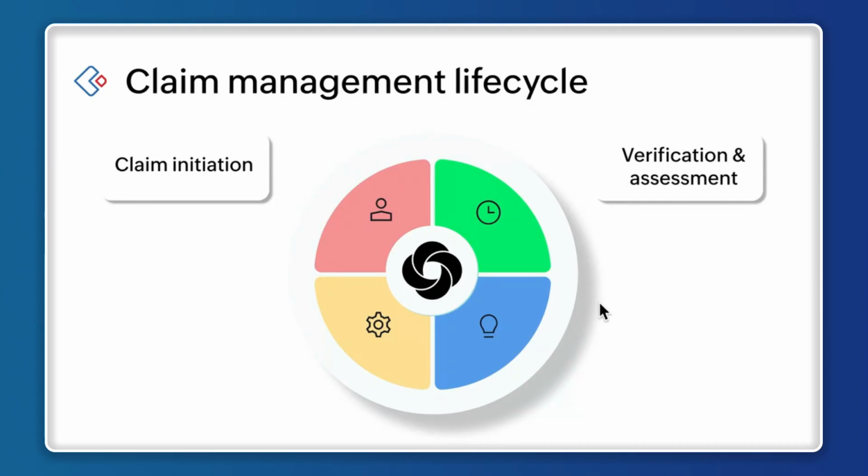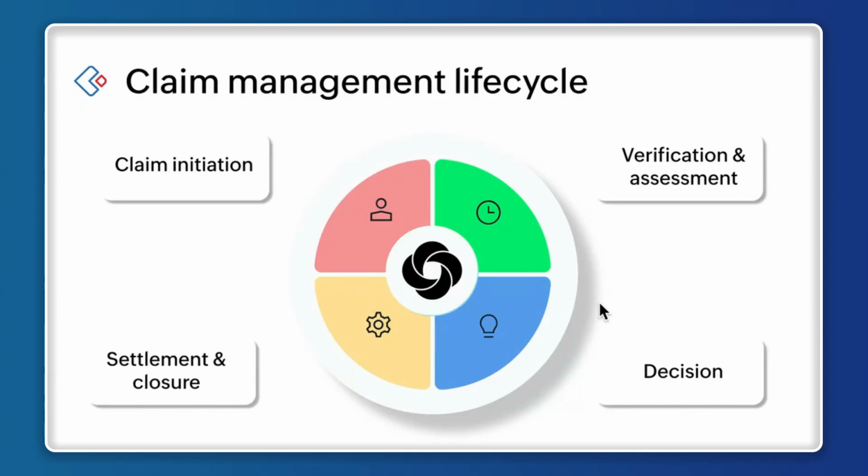So, in this verification and assessment process, all the verification from policy validation to document verification will be happening. Once the verification and assessment is done, it goes into the decision process, and once the decision is going to be positive, it goes into the settlement and the closure stage. So these are the four stages that are involved in this claim management life cycle.